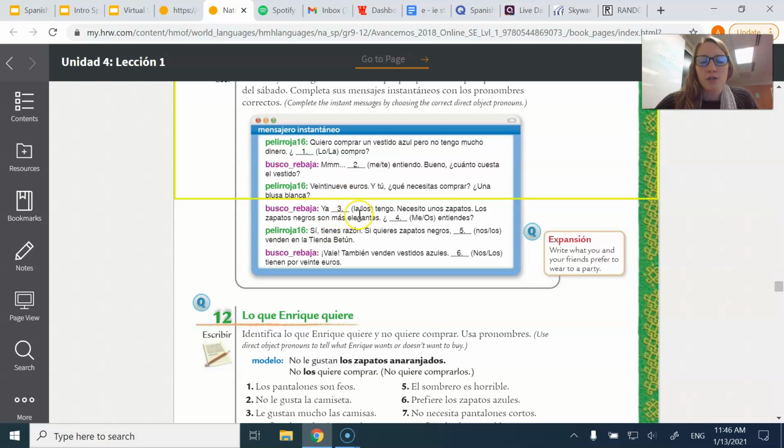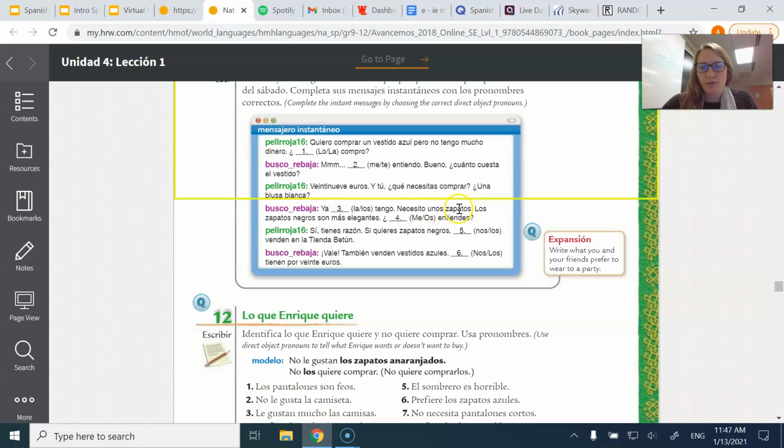Ya la o los tengo. So what are we talking about? 29 euros. ¿Y tú qué necesitas comprar? Una blusa blanca. She's talking about una blusa blanca. So that is singular and feminine. So we're going to choose la. Ya la tengo. I have una blusa blanca.